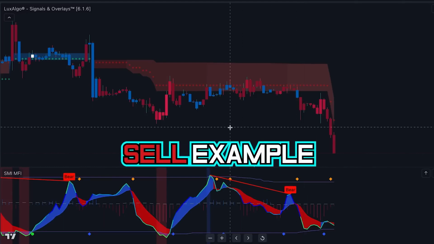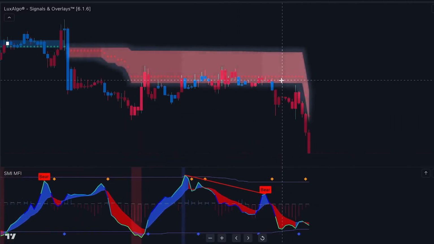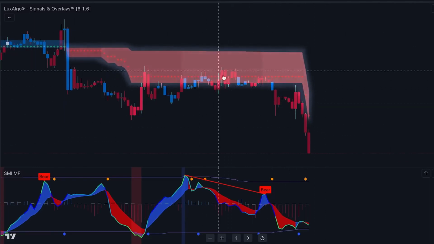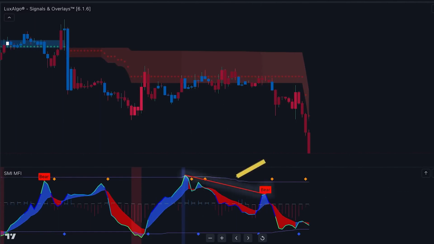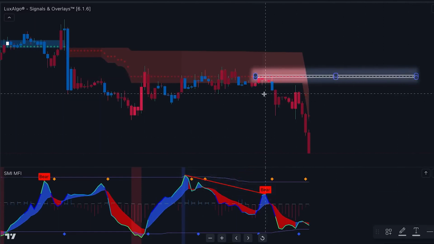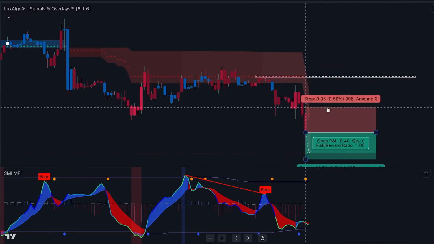Here is a sell example. For sells, we want the opposite. Here we have the Neo cloud and trend tracer plotting red indicating long-term bearish trend. Next, we want to check for a bearish divergence and draw a line across ensuring price has not returned to this area. Once confirmed, we can then move on to seeking a sell signal with bearish selling pressure.